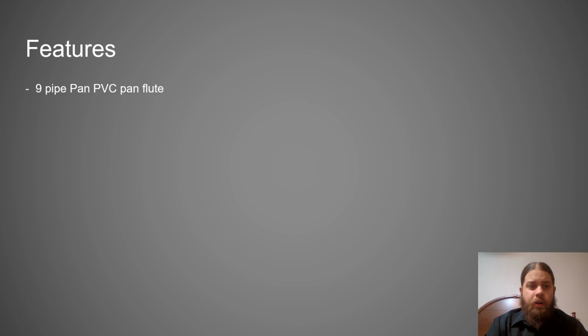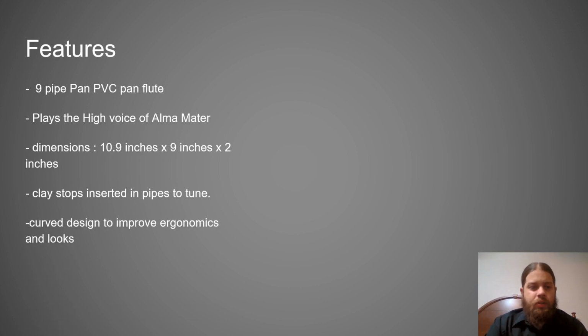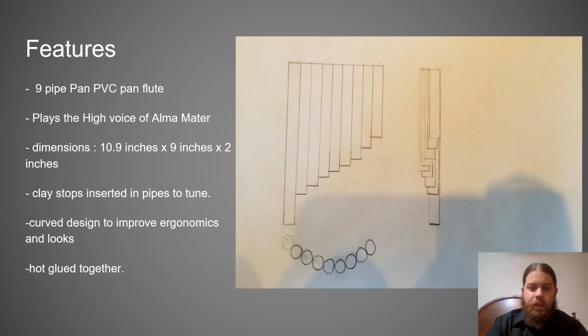The features of my pan flute is going to be a 9-pipe pan flute with a high voice of Alma Mater. It's going to be about 10 to 11 inches long. It's going to be 9 inches wide, and then it's going to be 2 inches thick, all in all. It's going to have clay stops to tune the pipes. It's going to have a curved design to kind of improve the ergonomics and looks. And I'm going to secure it all together with some hot glue.